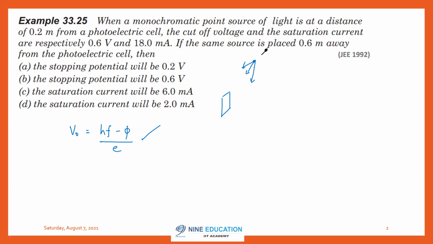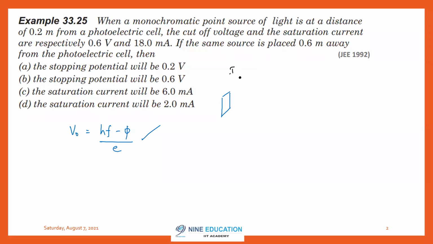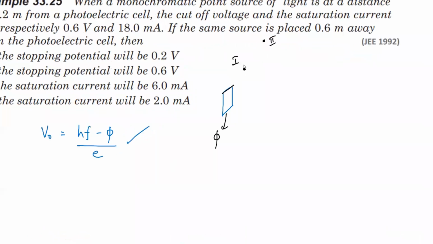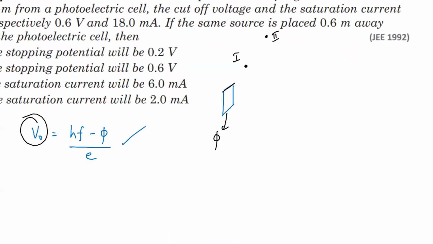Now, this is the point source. Initially the point source was here, this is position 1, and after some time it got to position 2. You are shifting the point source, and you are not changing the frequency. You are also not changing the work function, because the work function depends on this metal, which has a fixed work function. So by shifting the source, you are not changing the frequency or the work function, so the stopping potential will remain the same. So out of A and B, it is option B.